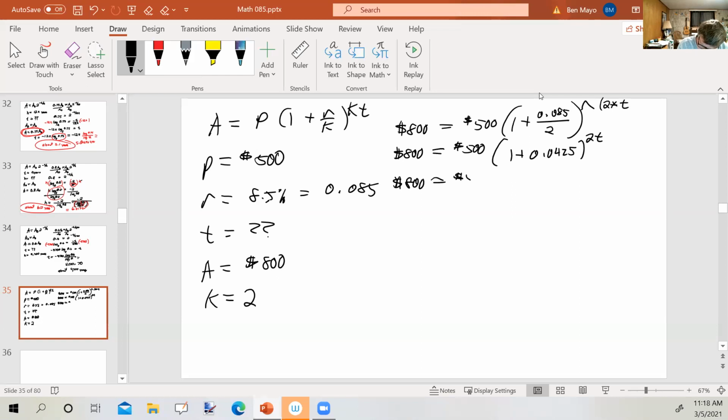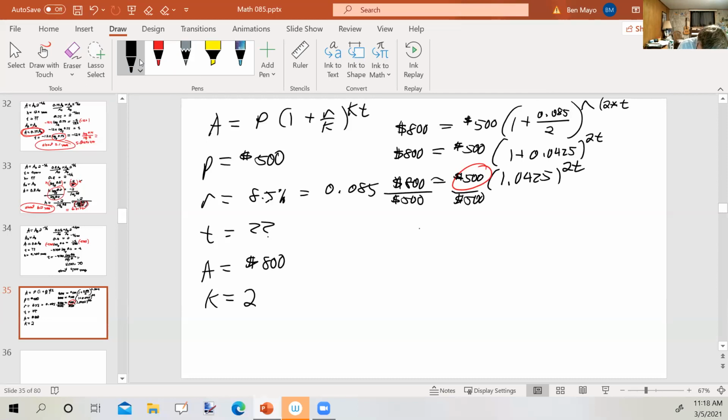Okay. But 1 plus 0.0425 is 1.0425, and that's all to the 2t power. Okay. So because I could come out without having to round anything off, I simplified what was inside of the parentheses. Okay, now, this is an exponential equation, but there's a problem. Because that thing is where it is, I can't just change it around to a logarithmic equation. There can't be anything in front of the base. So what I've got to do is get rid of that $500 first.